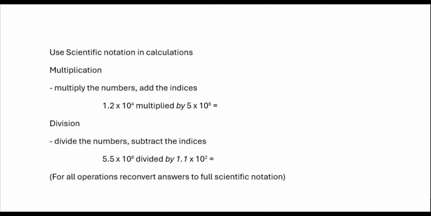We will discuss briefly how we use scientific notations in calculation. Multiplication first. For example, you have been given a problem 1.2 times 10 raised to the power 4 multiplied by 5 times 10 raised to the power 6. How to multiply? Do not worry about the 10 and exponents. Just look at this number 1.2 multiplied by 5.